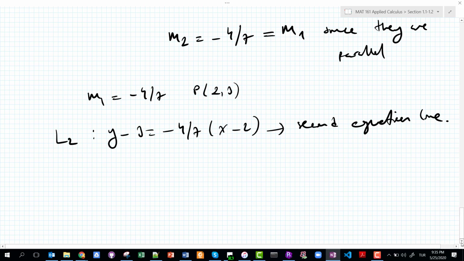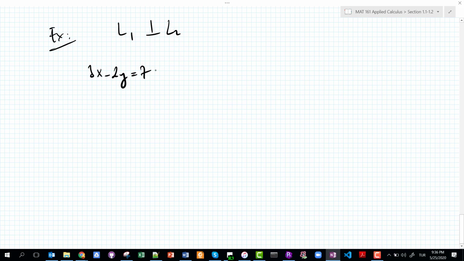As a second example, I'd like to solve this. Let's say I have line 1 and line 2. I don't know the second line, but the first line is 3x minus 2y equal to 7. What I know about the second line is that it passes through this point. What is the second line equation?